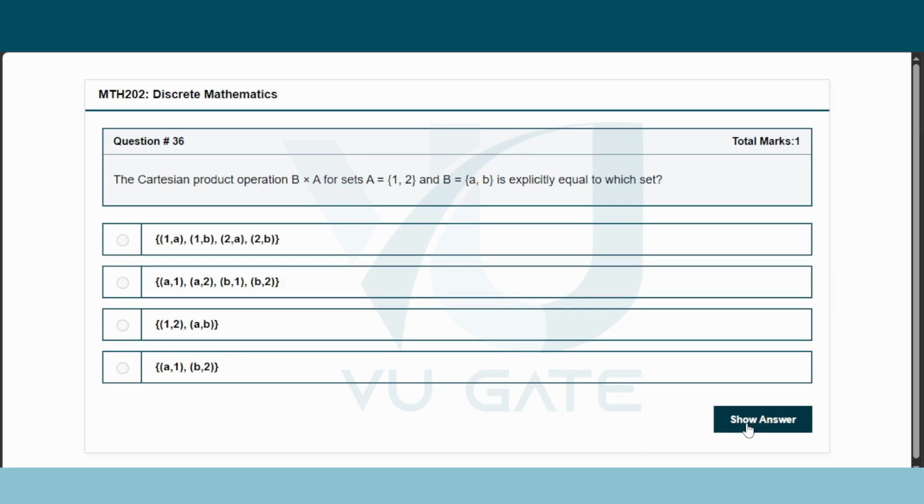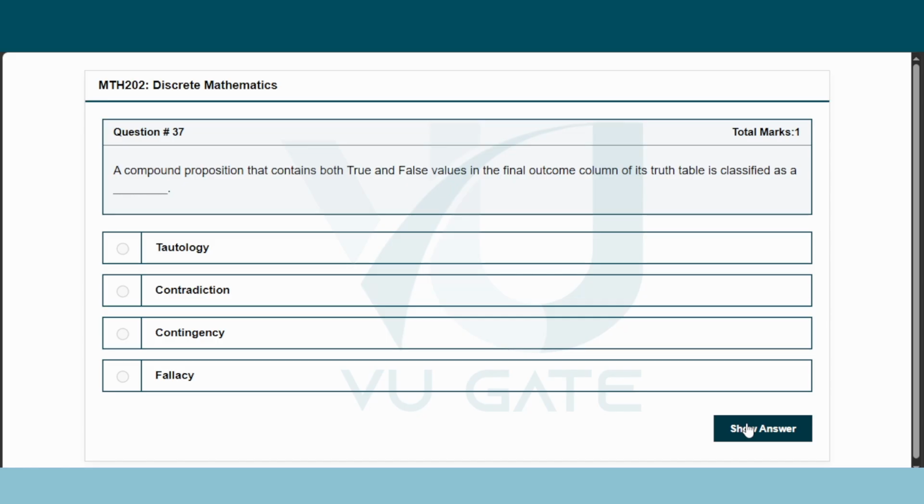Question number 36. The Cartesian product operation B cross A for sets A containing elements 1 and 2 and B containing elements a and b is explicitly equal to which set? The correct answer is the set containing ordered pairs (a,1), (a,2), (b,1), and (b,2). Question number 37. A compound proposition that contains both true and false values in the final outcome column of its truth table is classified as a blank. The correct answer is contingency.